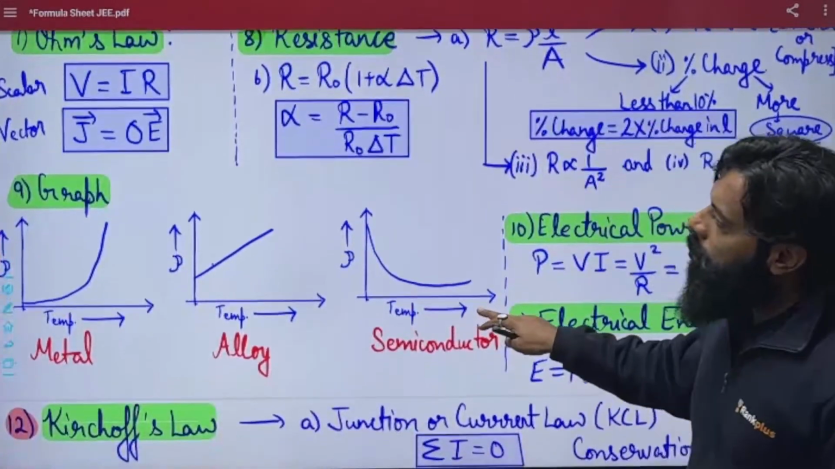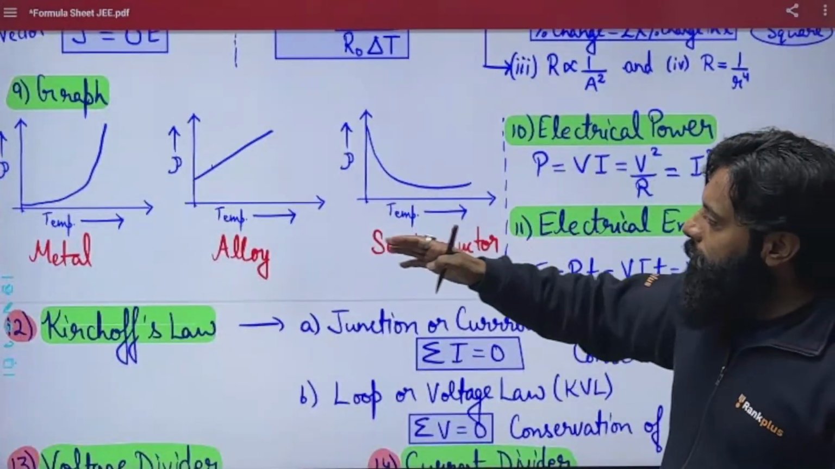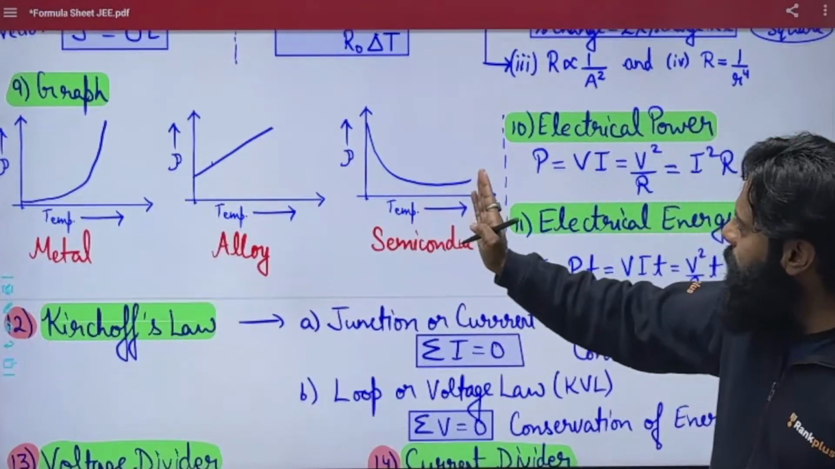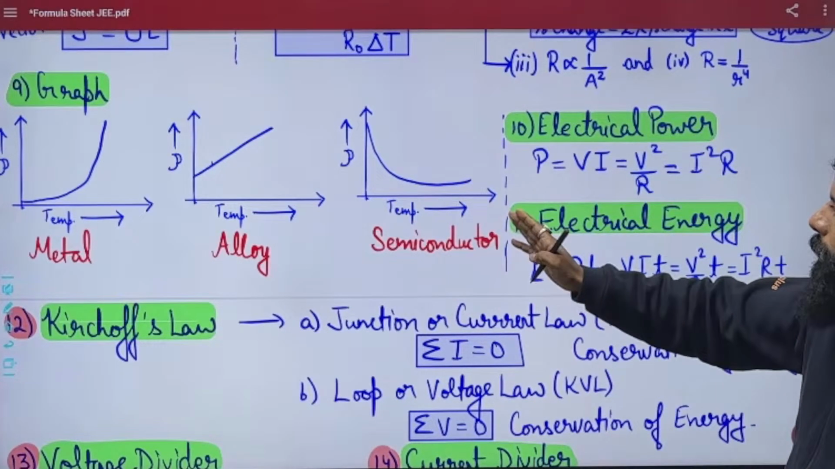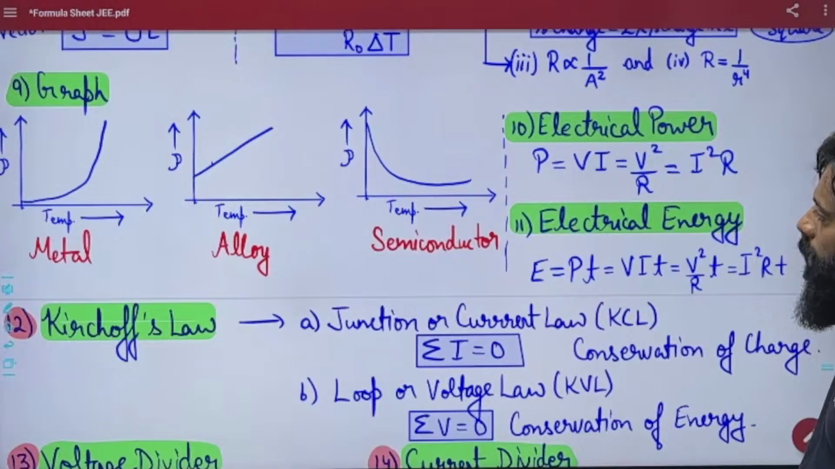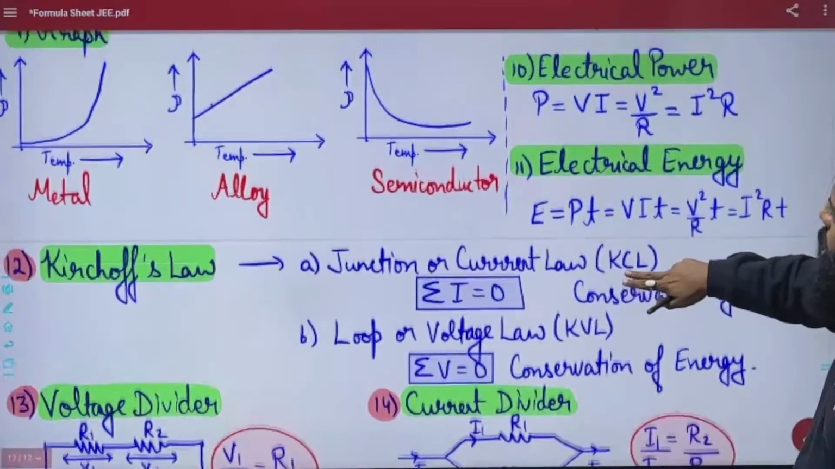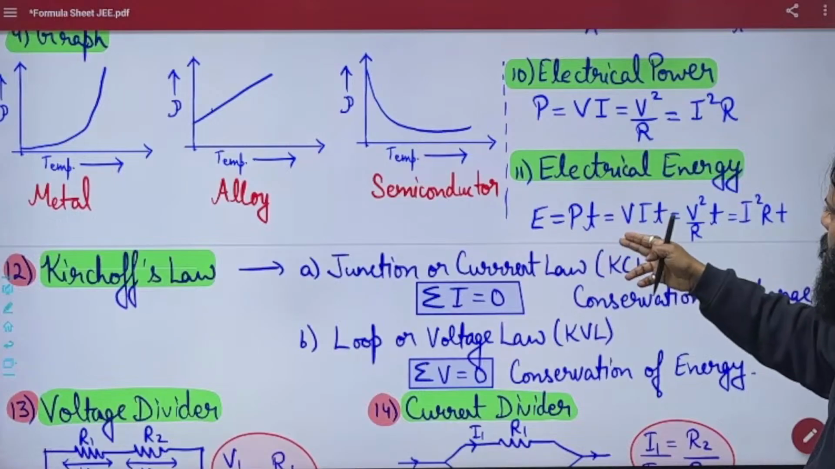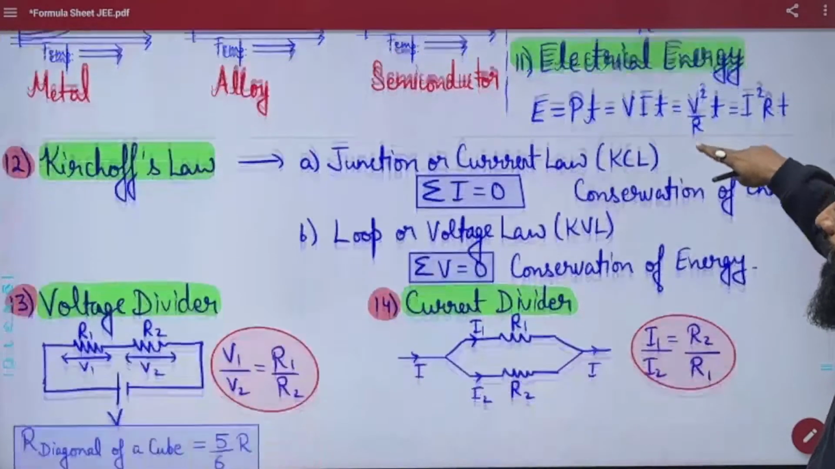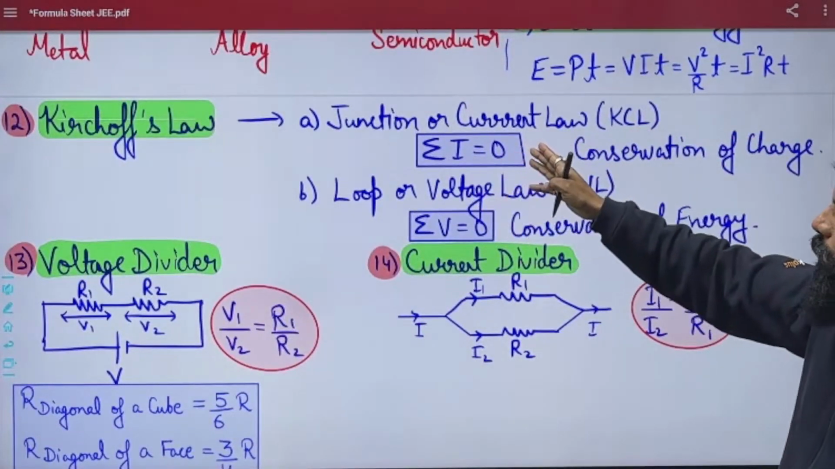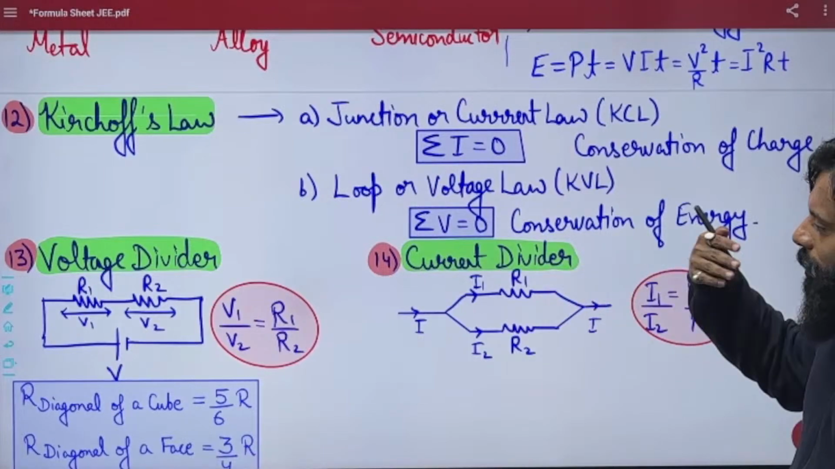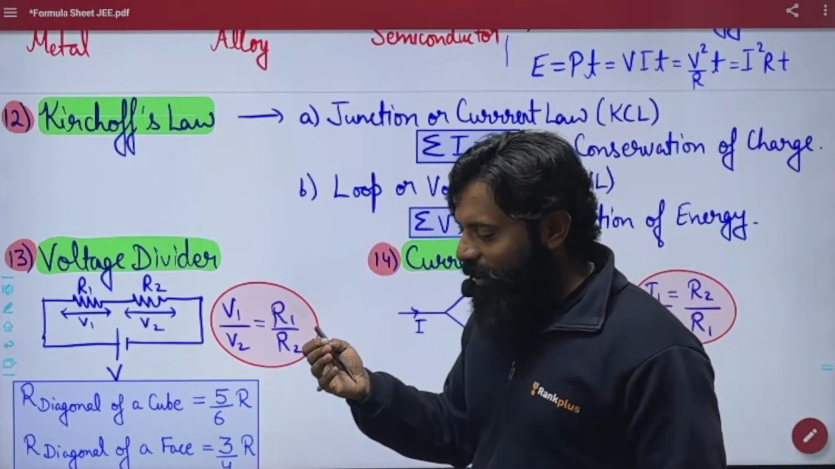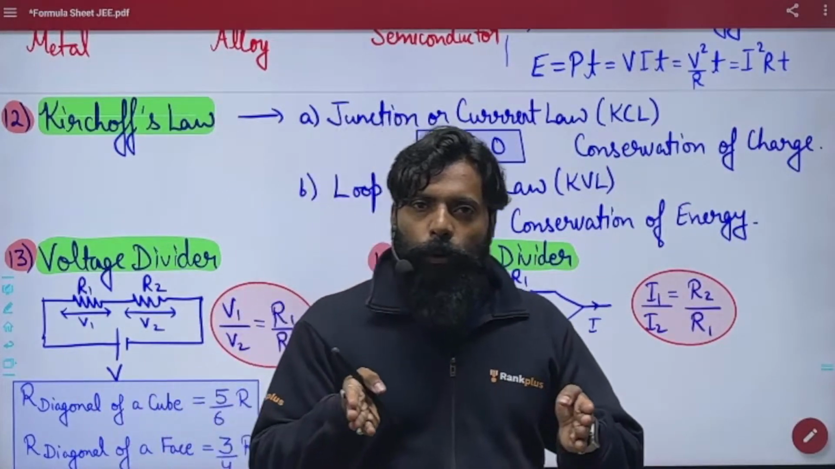Now, these graphs are very, very important: metals, alloys, and semiconductors. You must remember which graph represents which one. Then I hope you all remember what power is. Power is equal to VI, V square by R, I square R. E is equal to PT, VIT, V square by RT, I square RT. Kirchhoff's law: sigma I is equal to 0, sigma V is equal to 0. Basically, this law is not important. What is important is how you are going to apply this law.